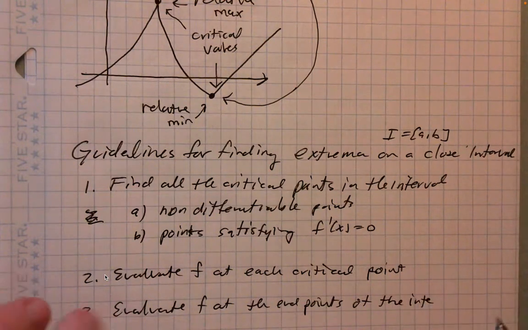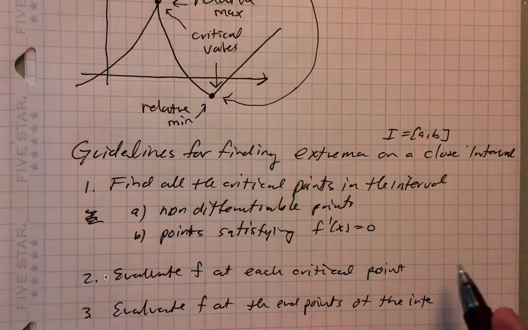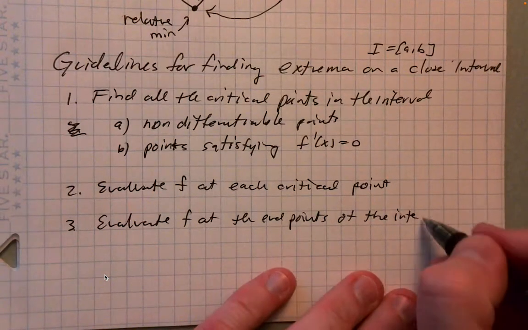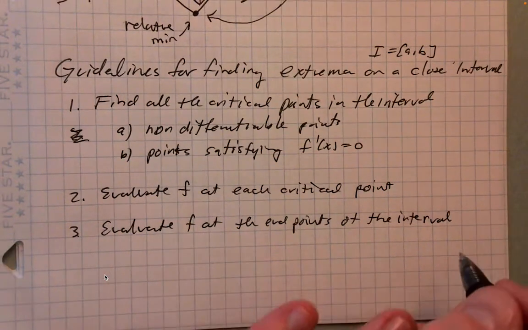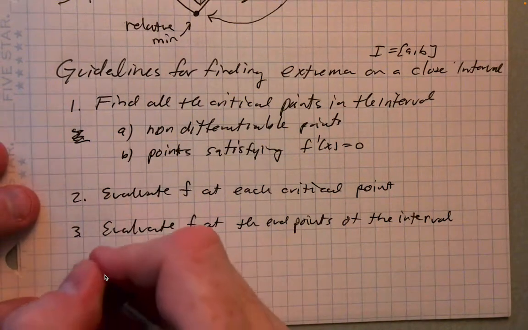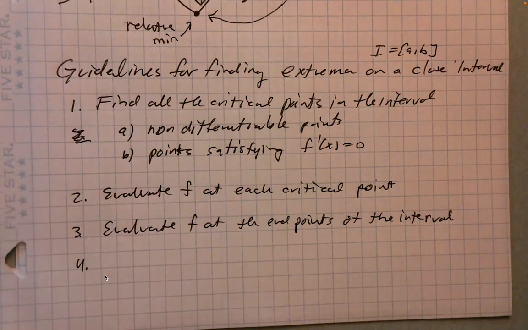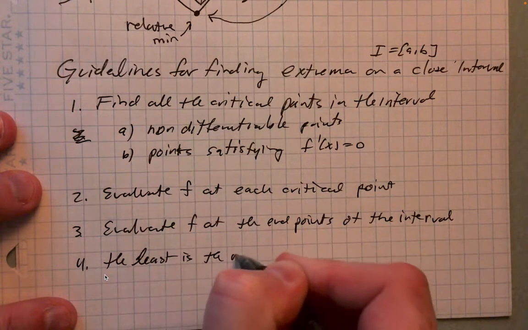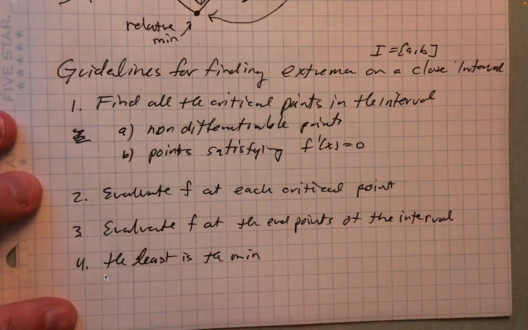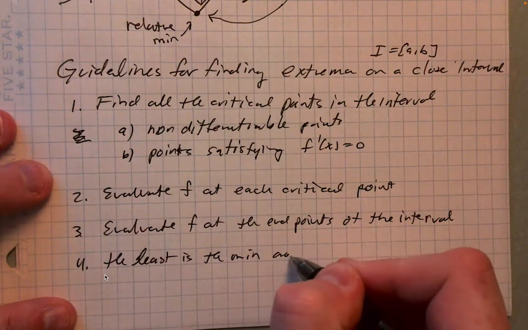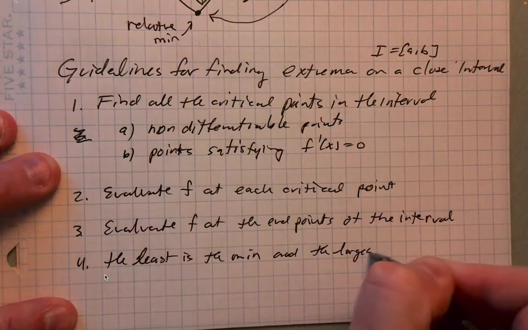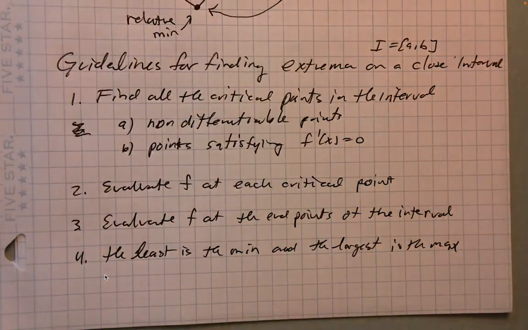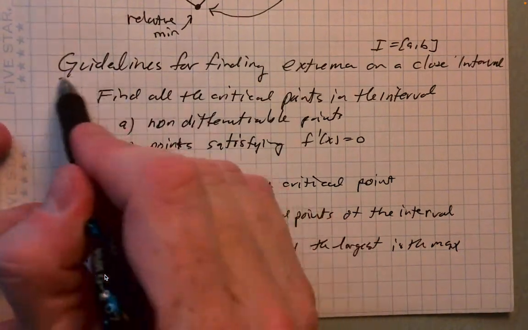Those are technically not what we call critical points, but you could have extrema there. And then of course, you've got a bunch of evaluated points. The least is the min, and the largest is the max. Okay, very good. There we go. So these are guidelines, right?